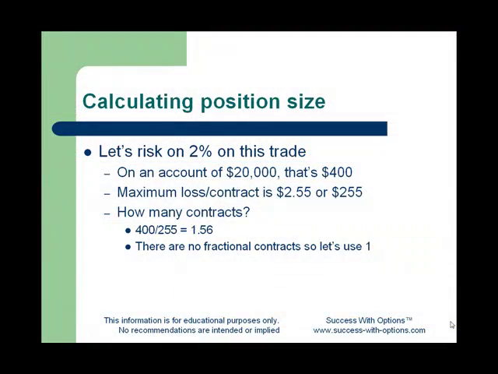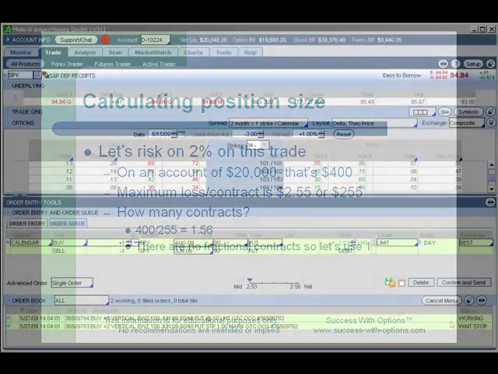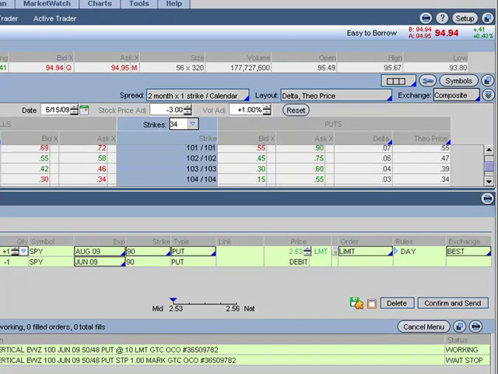We have a portfolio of $20,000 that we're willing to risk, say, about 2%. That'll be about $400. If you remember, the cost of one contract for the calendar was $2.55. So how many contracts can we purchase? Well, it's $400 divided by 255, or 1.56 contracts. Since we can't take fractional contracts, we'll have to go with one contract. Okay, so we know that we can take one contract of this position, so we'll go ahead and set the trade up. We've already got the one contract entered, and all we need to do then is enter, confirm, and send.